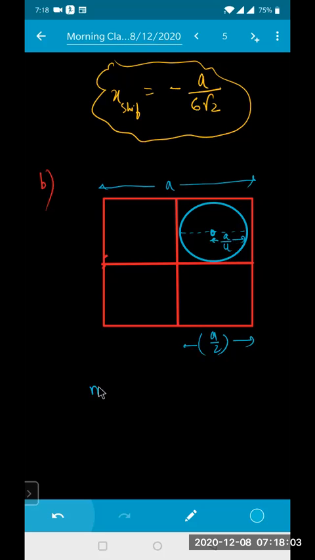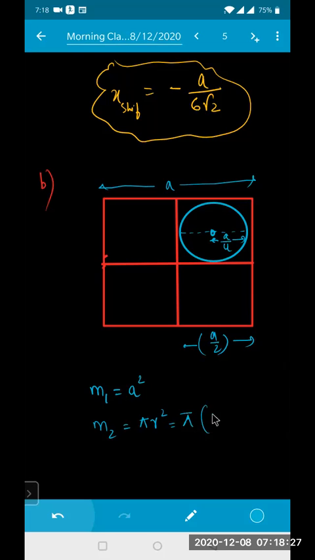Now tell me, mass of m1 before removing, how much? a square. Mass of m2, which is removed, will be equal to pi into R square. Mass equals area into density, again the same. Mass is equal to volume into density, volume is equal to area into thickness, and thickness will anyhow get cancelled.